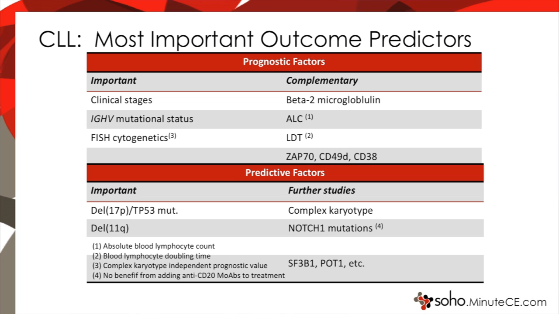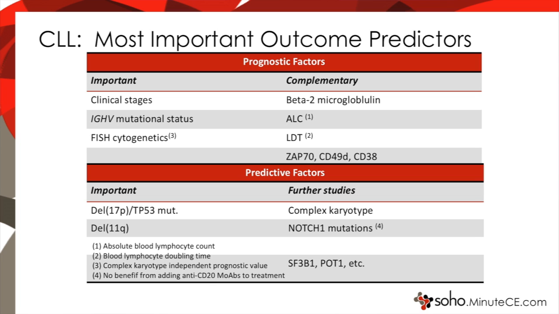This table shows the most important prognostic and predictive factors. In terms of prognostic factors, the important parameters are clinical stages, IGHV mutational status, and FISH cytogenetics. A complementary value is for beta-2 microglobulin, the absolute lymphocyte count, doubling time, and the expression of ZAP70, CD49D, or CD38.